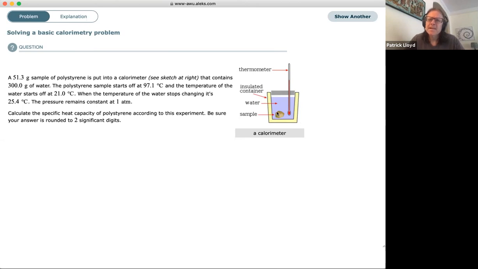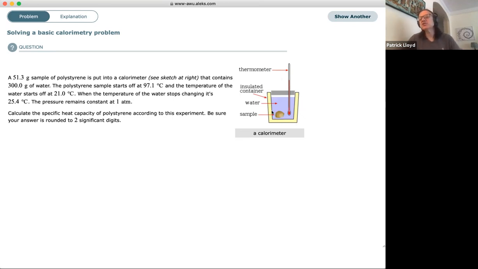Okay. So there's a thermometer, and that's how we measure delta T, right? We measure an initial temperature, we measure a final temperature, and we calculate delta T. We can also measure masses of substances before we put them in. So if I have a sample in this case, I measure its mass, and then I can dunk it into the water. I might measure the mass of the water as well, so I know how much water there is. And then I have this insulated container here.